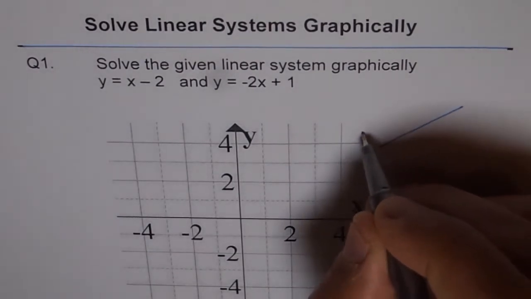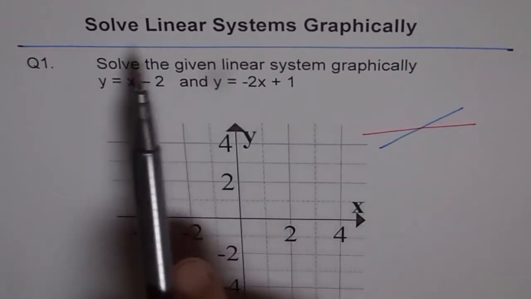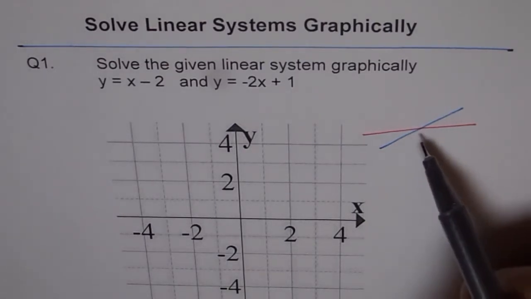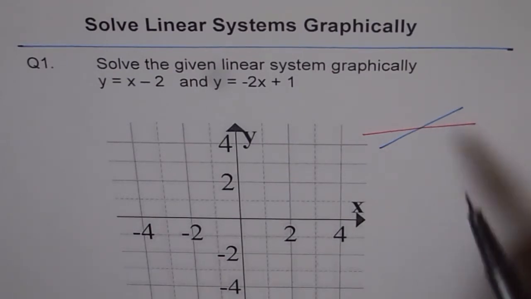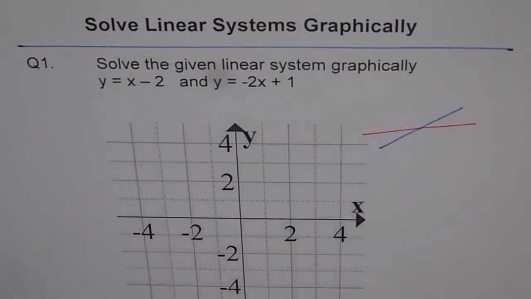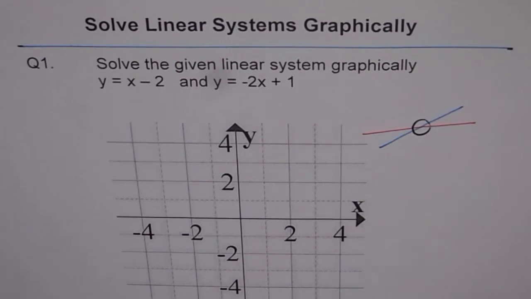So let the other line be like this, correct? So that makes a system. When we have more than one line, it is called a linear system, okay? Now, solve linear system implies that we are interested in finding the point of intersection between the two. So let's say we have two lines, one shown with the blue line, the other the red line. Then the solution of this system having these two lines is their point of intersection, correct?